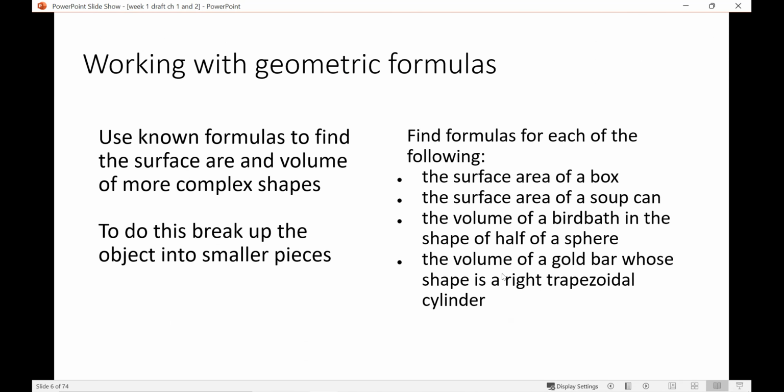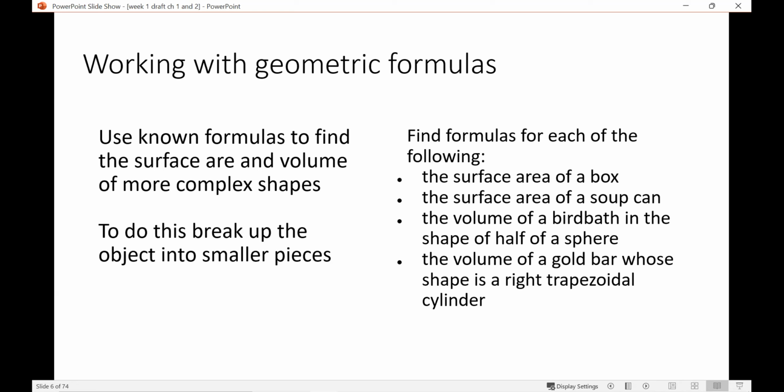Now let's take a look at the last thing we want to cover in this section, which is working with some geometric formulas. Really, you might be asked some kind of complex questions to find either surface area or volume of some weird shapes. But what you want to do anytime you're problem solving is use the formulas that you know and break the problem up into smaller pieces.